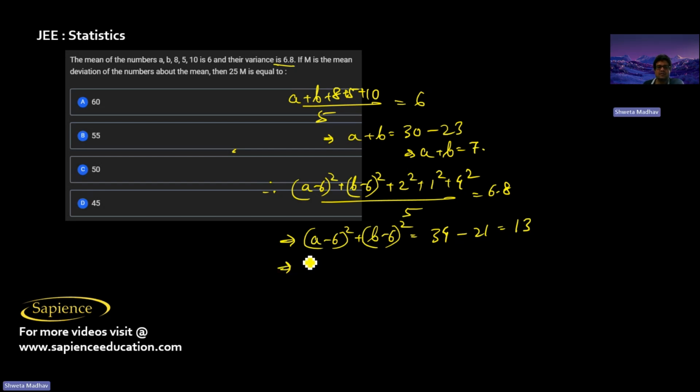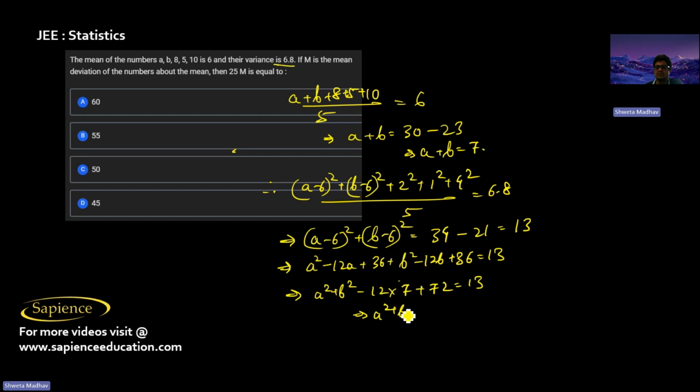So now from here I can say this would be a square minus 12a plus 36 plus b square minus 12b plus 36, that is equal to 13. So therefore a square plus b square minus 12 into (a plus b), that is 7, plus 72, is equal to 13. So a square plus b square will be equal to 84 minus 72 plus 13, that is 12 plus 13, equal to 25. A square plus b square is 25.